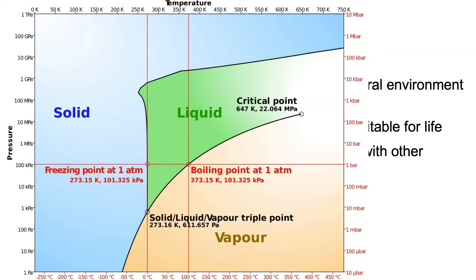Along the y-axis is pressure, and along the x-axis is temperature. We see the freezing point at 1 atmosphere of pressure, which is where we are at, highlighted at 0 degrees Celsius, and the boiling point is shown at 100 degrees Celsius.